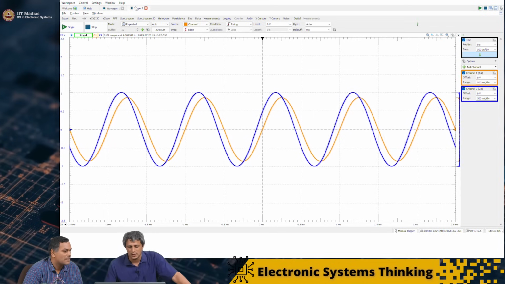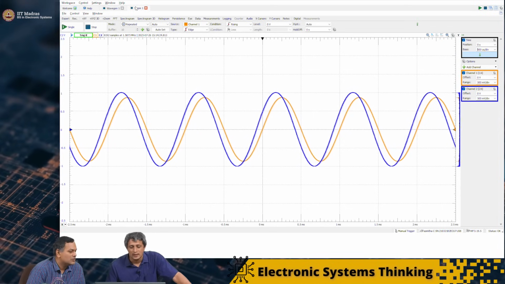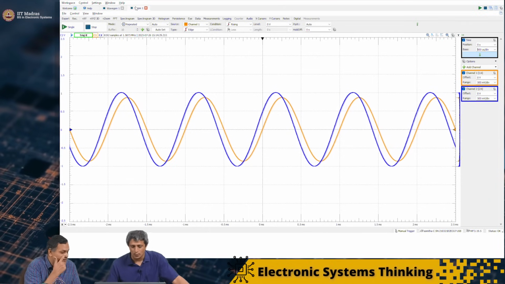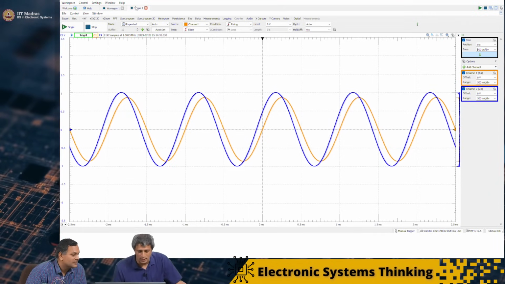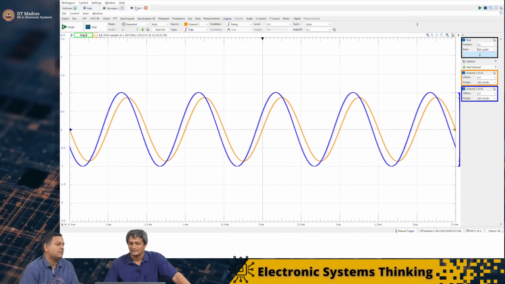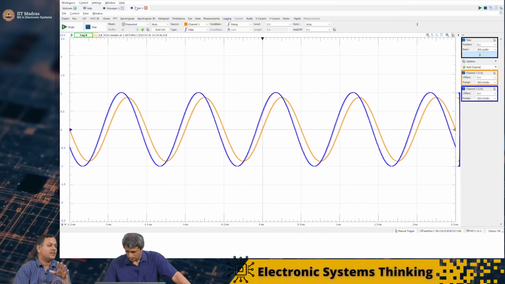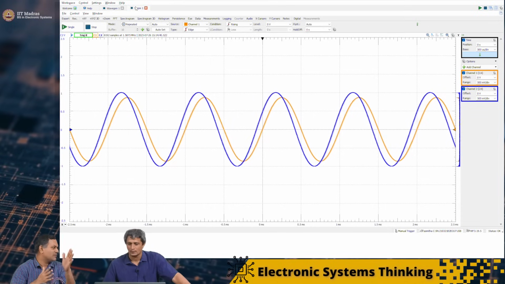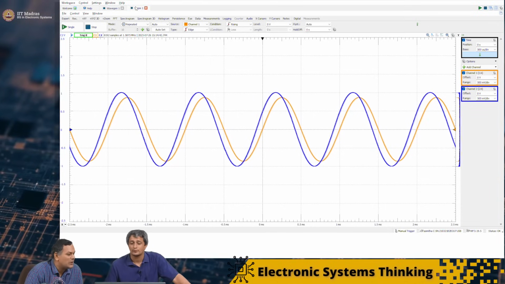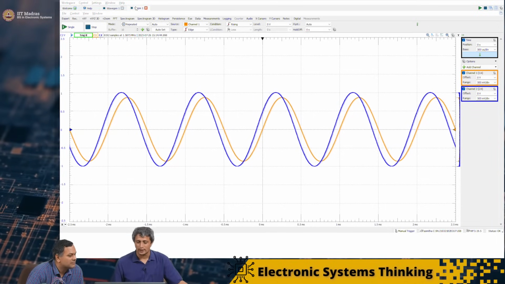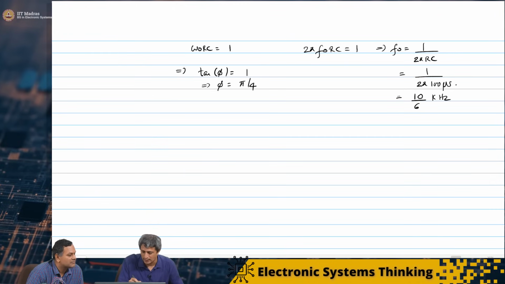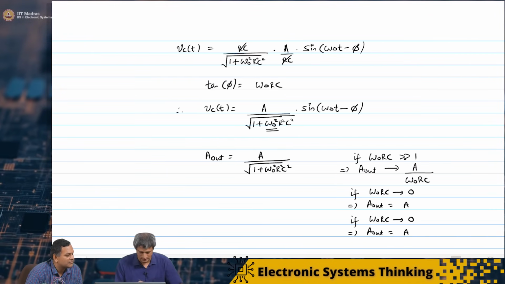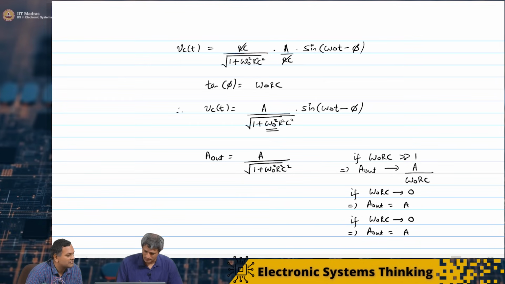So what is the meaning of 45 degrees? When the output across the capacitor is 0, the input should be at what value? We definitely know it should be somewhere in between, far away from the peak and the zero crossings. One of them is 0, the other is pi by 2. So effectively, what we are expecting, let's go back here, is when phi is exactly 45 degrees.